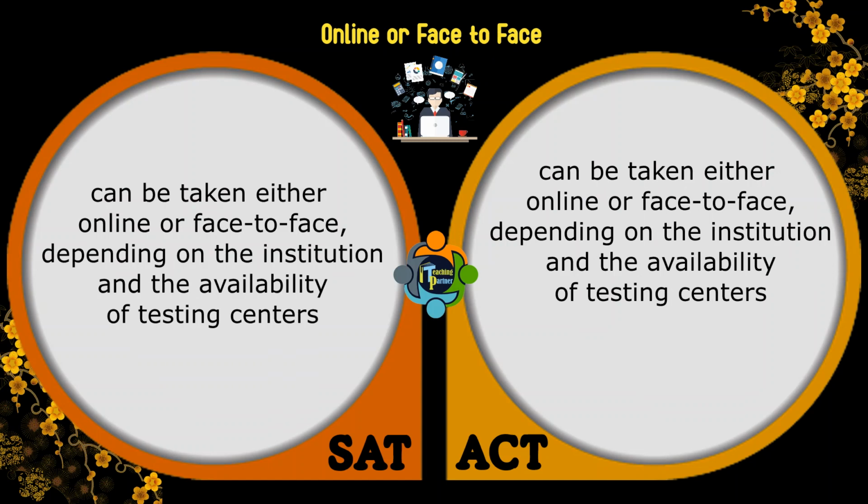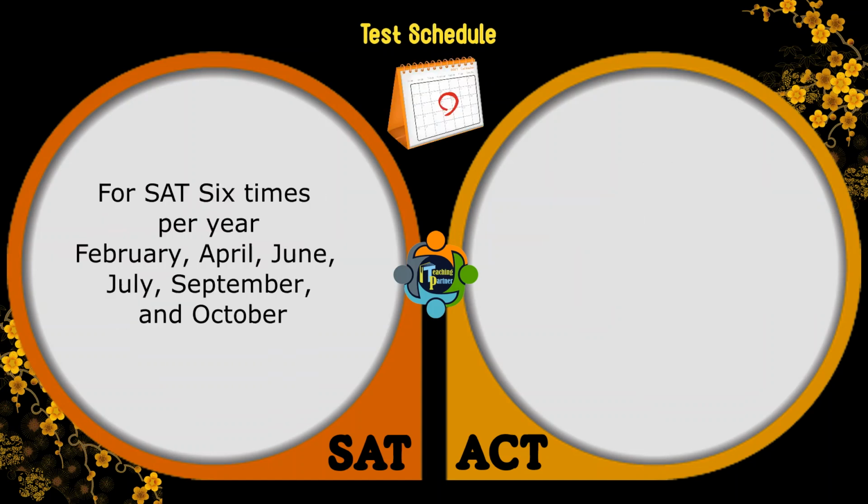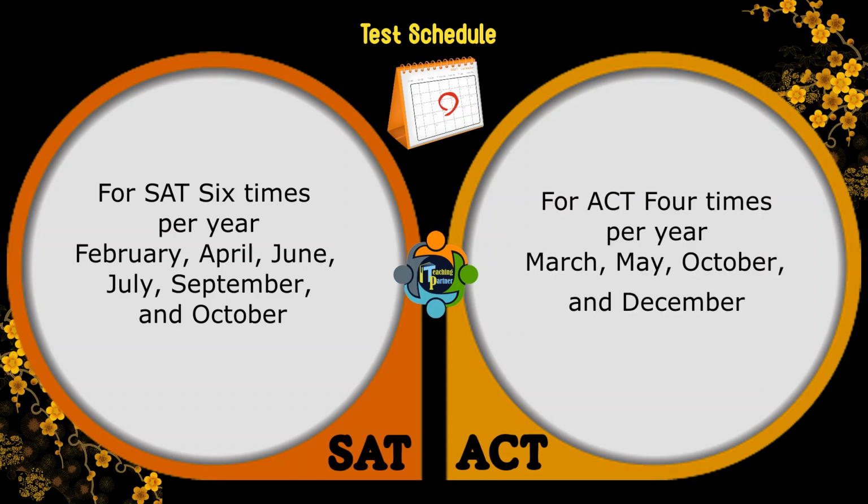What is the test procedure? Both the SAT and ACT tests can be taken either online or face-to-face, depending on the institution and the availability of testing centers. In terms of test schedule, for the SAT, there are 6 times per year: February, April, June, July, September, and October. For the ACT, 4 times per year: March, May, October, and December.